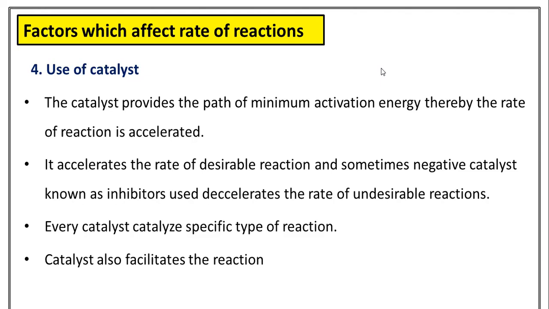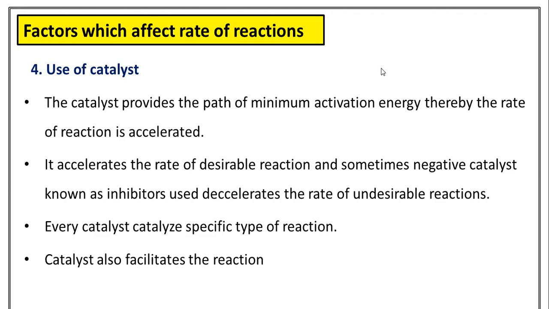The one which accelerates the rate of a desirable reaction. There are also some catalysts known as negative catalysts or inhibitors, which are used to decelerate the rate of an undesirable reaction. You are aware that whenever we carry out any chemical reaction, there is one main reaction, and it is possible that there may be some side reactions which result in byproduct formation. If a side reaction occurs, then our yield of the reaction will decrease, and therefore, to prevent that, sometimes we would like to suppress the side reaction.